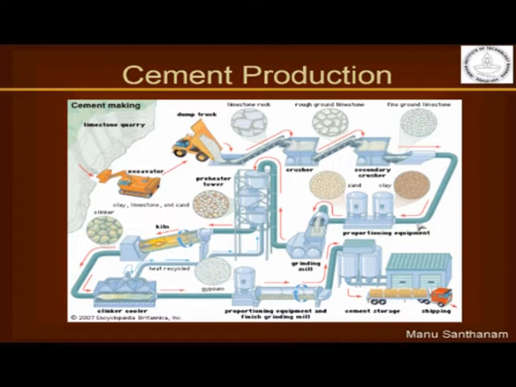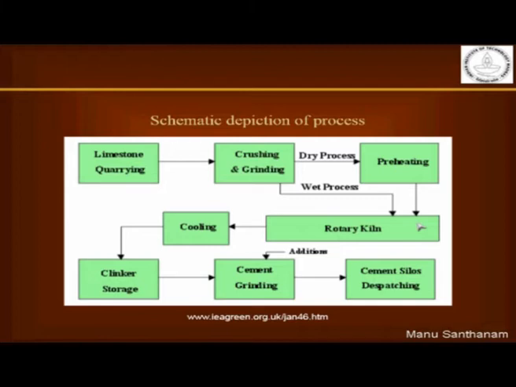We'll talk about different steps involved in this process in just a little while. Now this schematic diagram is again depicting the same process in a much easier to understand manner. So you have limestone quarrying followed by crushing and grinding to get the right size material. Then you have two ways of mixing the materials together. One is called the dry process, and one is called the wet process. So we'll again talk about these in more detail in just a little while. With the dry process, typically you also have a preheating, and then the material is sent to the rotary kiln.